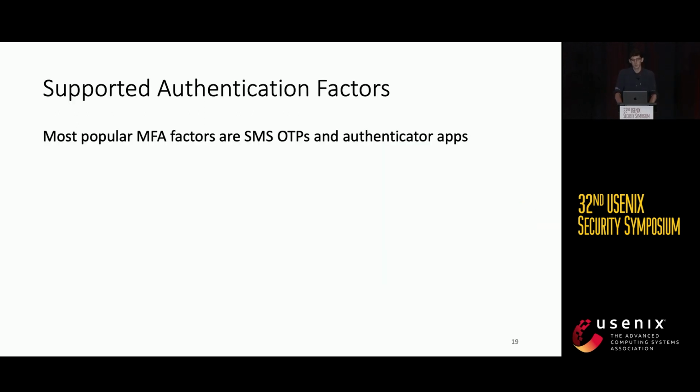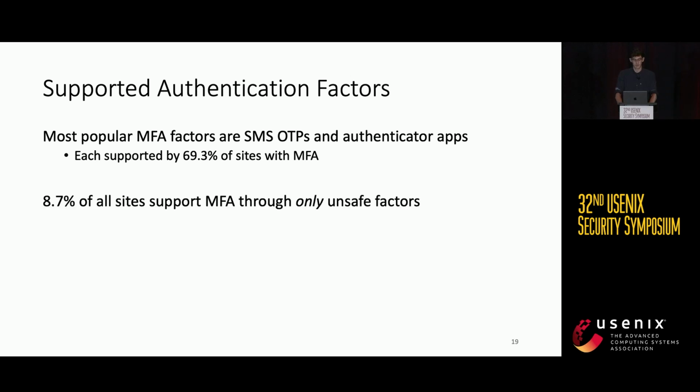We found that the most popular MFA factors are SMS OTPs and authenticator apps, supported by 69.3% of sites with MFA in our dataset. 8.7% of all sites support MFA only through unsafe factors like SMS codes and email codes. However, these tend to be less popular on average.